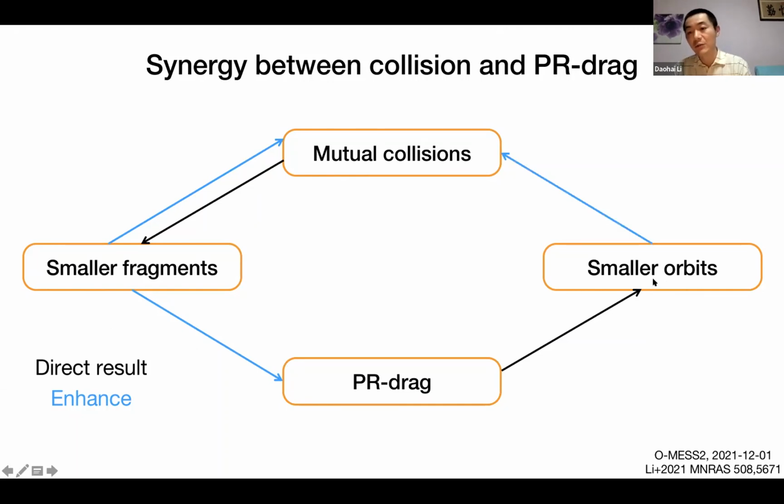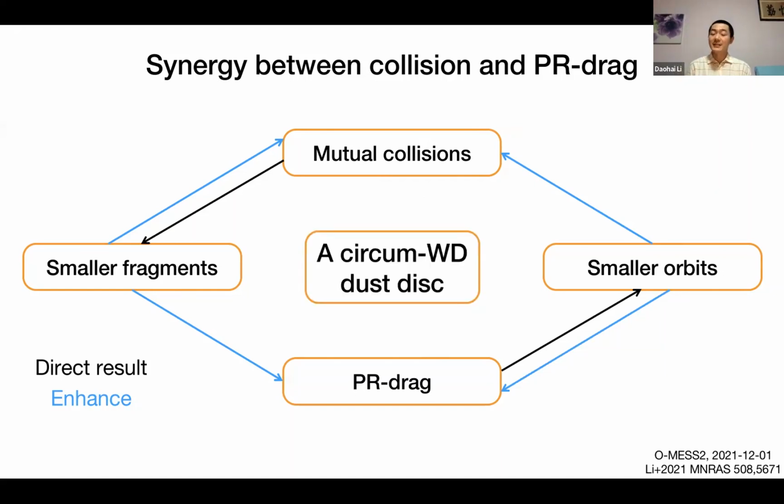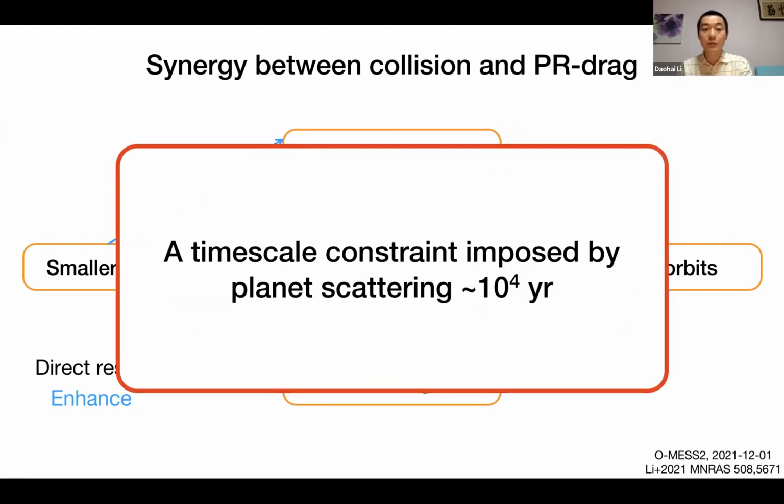And when we have small orbits, then the time scale for the mutual collisions would also be smaller, and so is the time scale for PR drag. This means that we would end up with a circum-white dwarf dust disk. But we remember that we have a constraint imposed by the planet scattering, that is 10 to the 4 years.